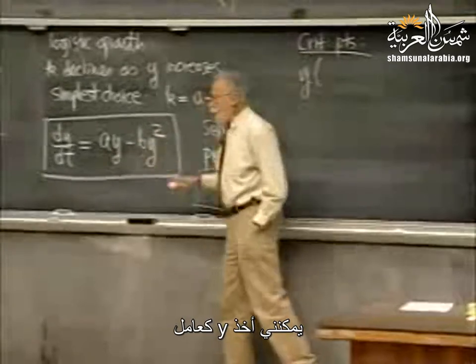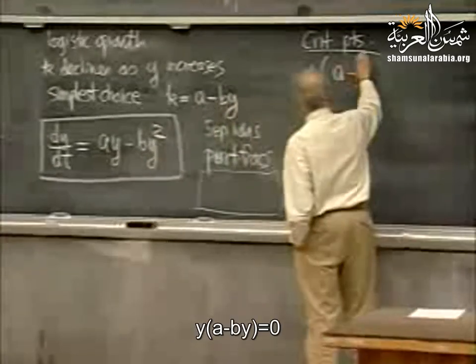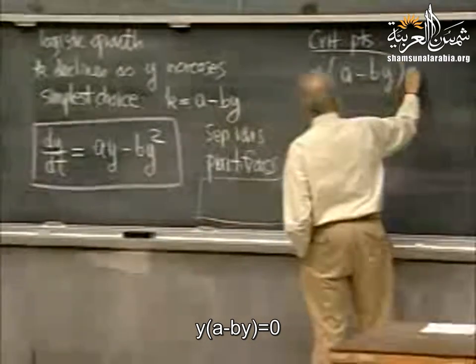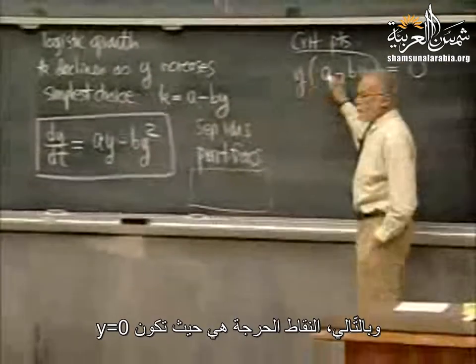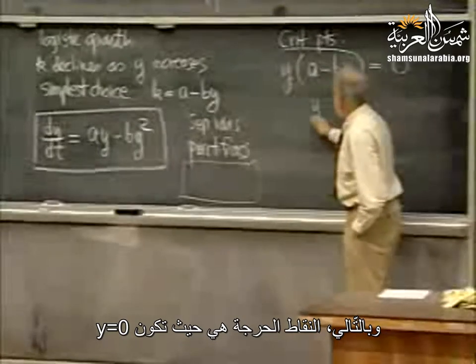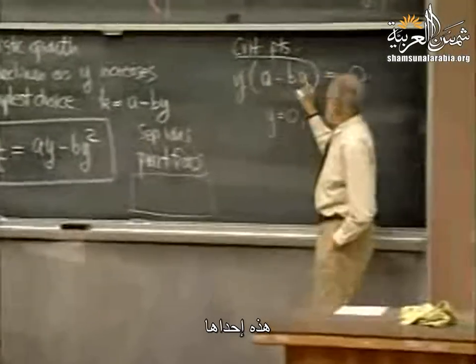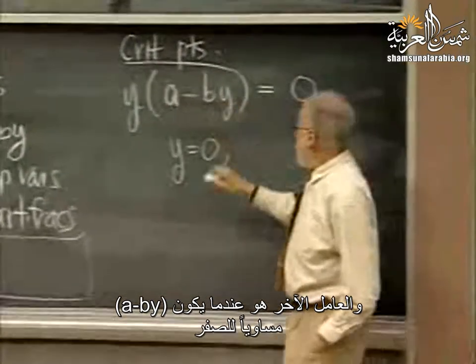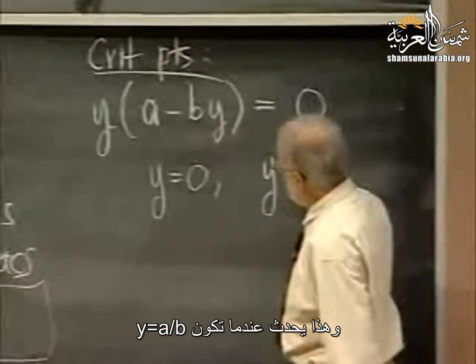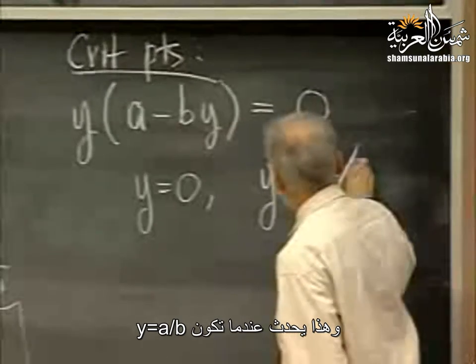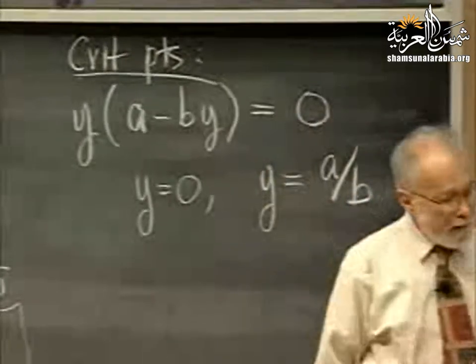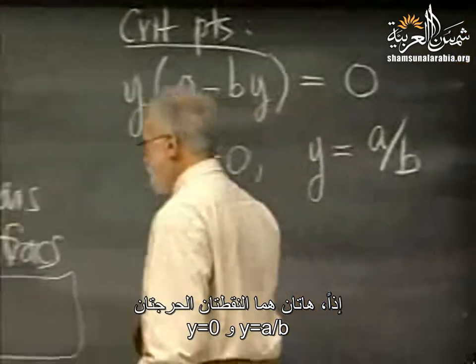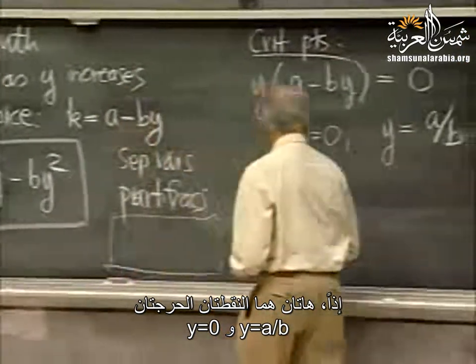I can factor out a y. It's going to be y times (a minus by) equals 0, and therefore the critical points are where y equals 0, and the other factor is 0 when y is equal to a over b. So there are my two critical points.